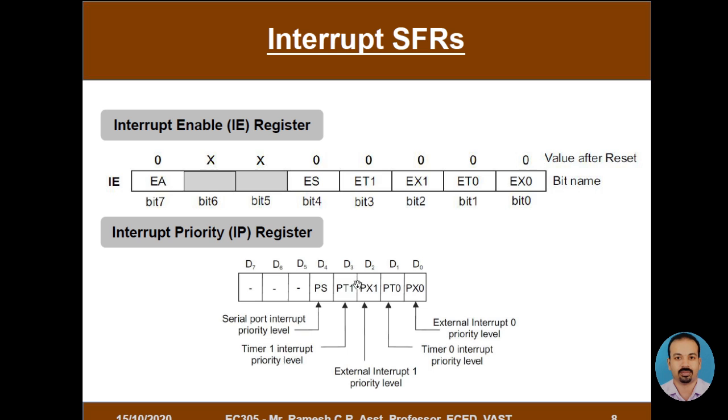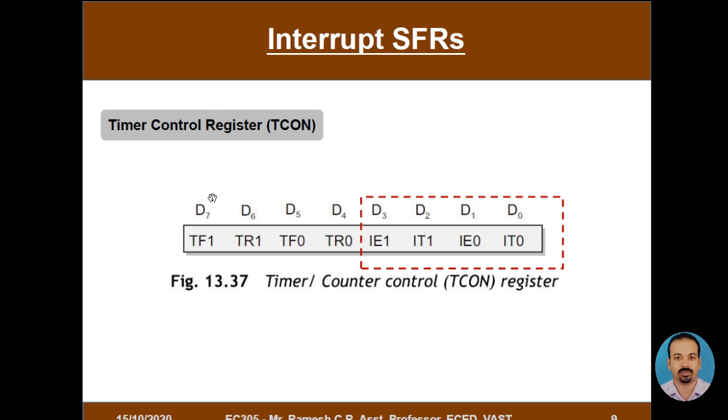Okay, only after that will the controller look after the interrupt request from PX0, PT1 and PS. Okay, only if I'm making this equal to 1. So that is the use of the interrupt priority register. And there's one more register associated with the interrupt feature, that is the timer control register, the TCON register.